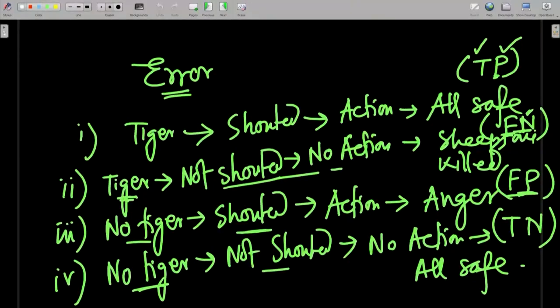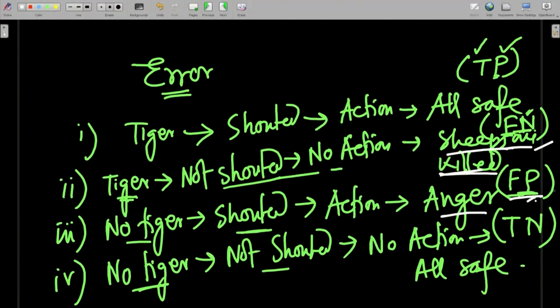In the previous example, when we said the tiger and the shepherd, if the boy, when it is a false negative, the sheep are all killed. When it is a false positive, the villagers ended up being very angry with the guy, and the villagers will not come back again if the boy actually shouts next time. So, both are errors. Whenever we are talking about false negative or false positive, these are errors.